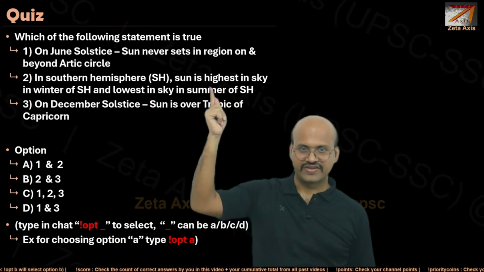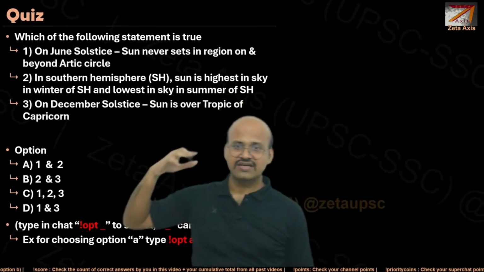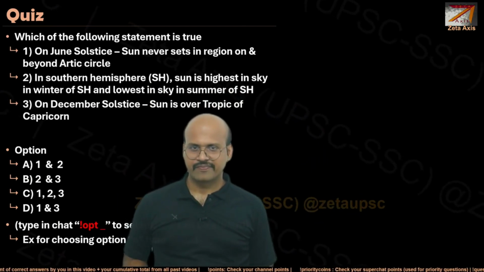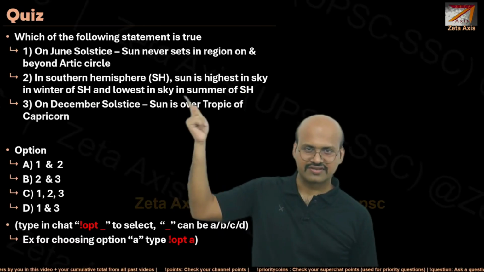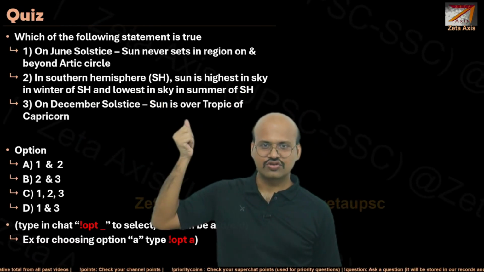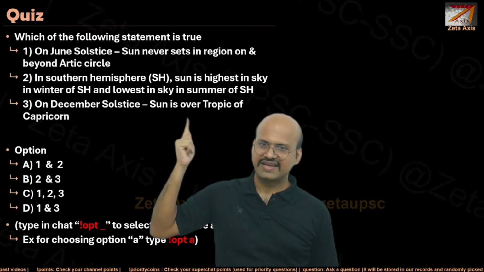Even in the southern hemisphere, the sun is highest in the summer of the southern hemisphere, which will be winter of the northern hemisphere, and vice versa. So this is actually wrong. On December solstice, the sun is over the Tropic of Capricorn. This statement is again right.